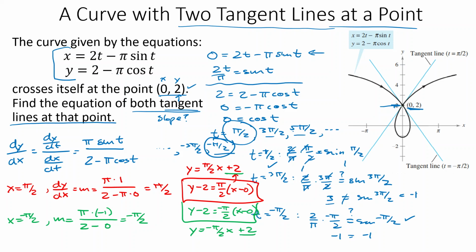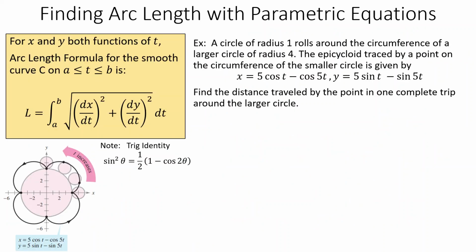The tangent lines are drawn in here in blue, and they do cross each other. One of them has the positive pi over 2 slope, the other has the negative pi over 2 slope. Neat how that works out. So that's how we can find tangent lines, and tangent lines that cross each other. All sorts of fun things happening there.